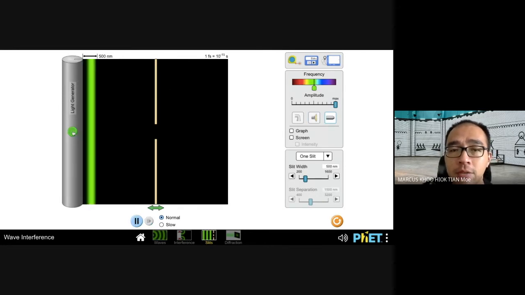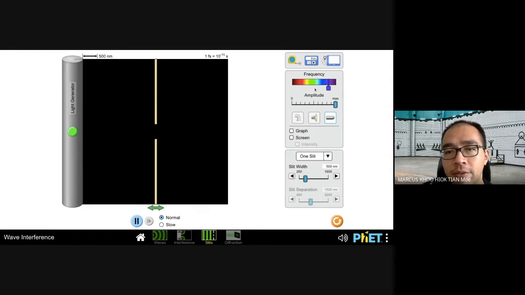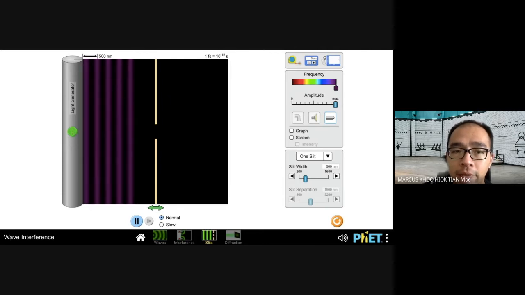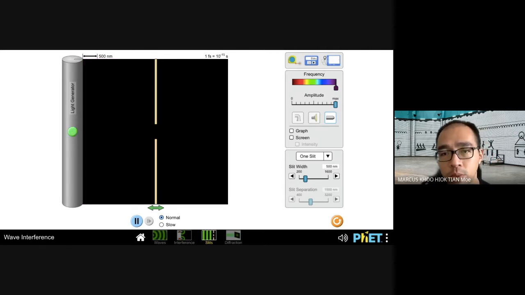Even if you use light, green color will have one kind of wavelength, and purple color will have another kind of wavelength. But that one we will discuss later. You can also explore with this, maybe tomorrow or after this class. But what I want you to do today is go through everything in question.